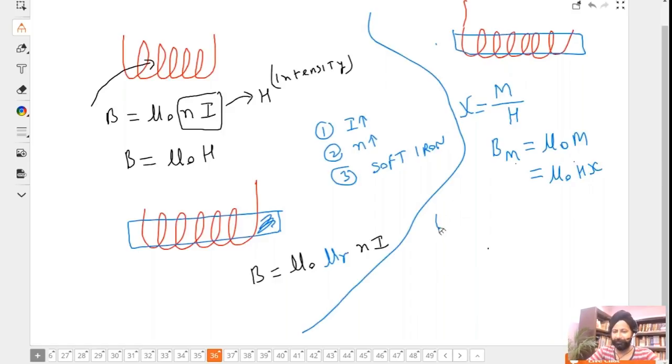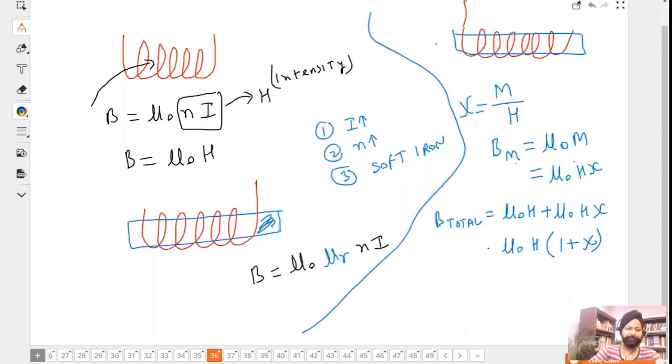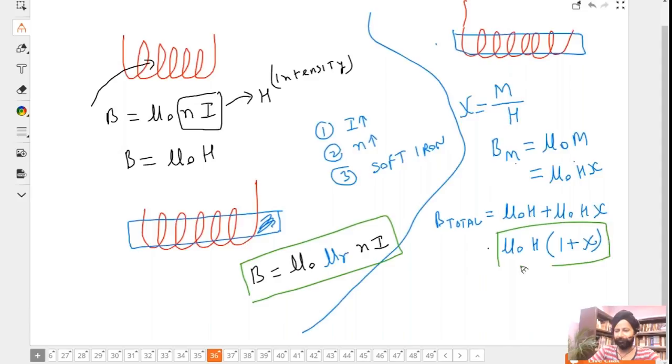So now you say B total inside is what you had earlier, which was mu naught times H, right? That's the contribution from the wire, plus mu naught times H Xi. But then you can take this out, mu naught H, and then say 1 plus Xi. Now, if you compare these two equations, which I will encircle here, don't you think 1 plus Xi itself is mu R? Right, that is mu R that we are talking about. Mu R is actually 1 plus the susceptibility.